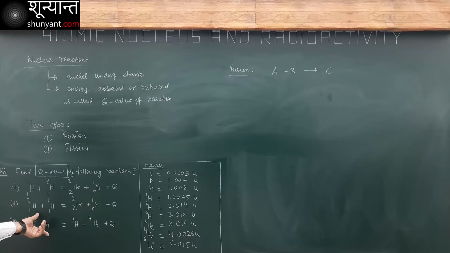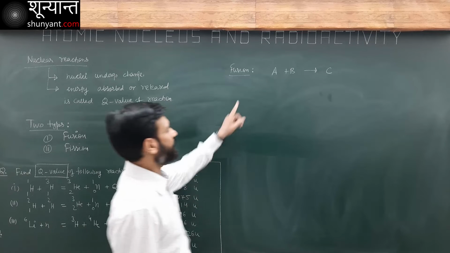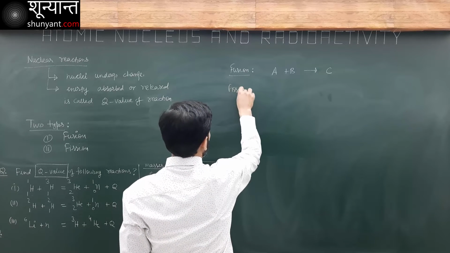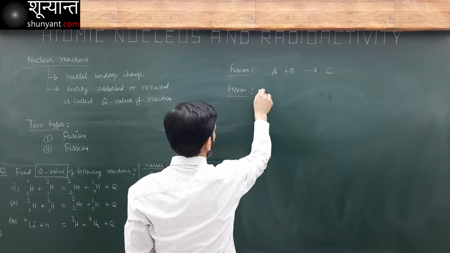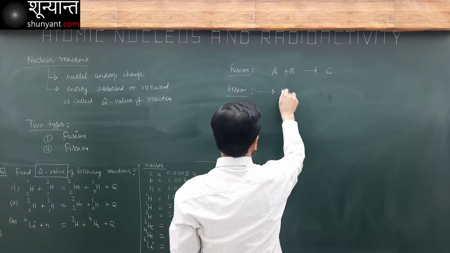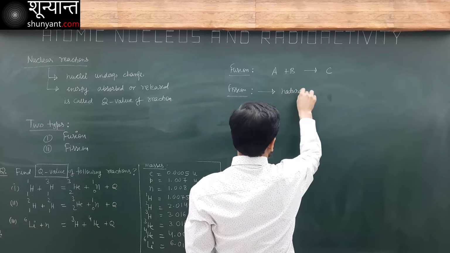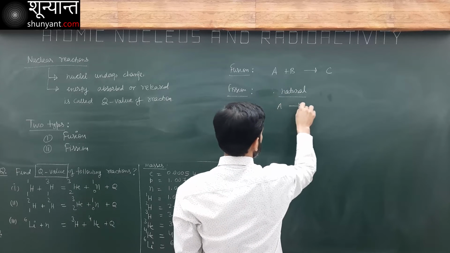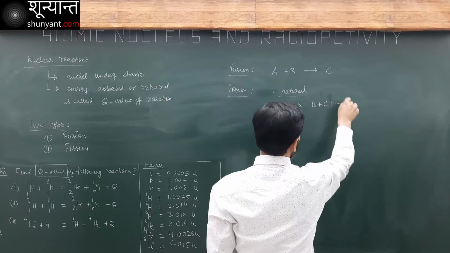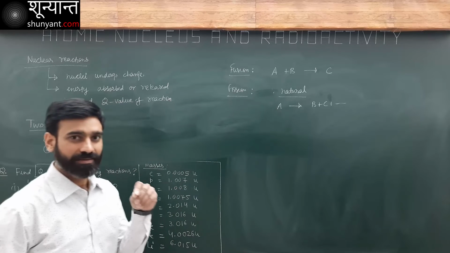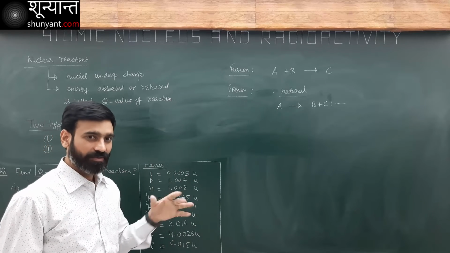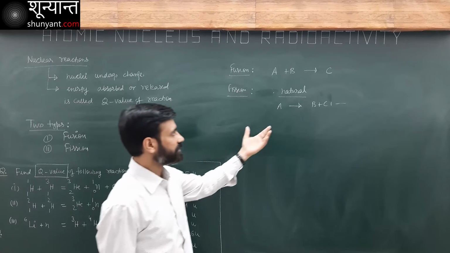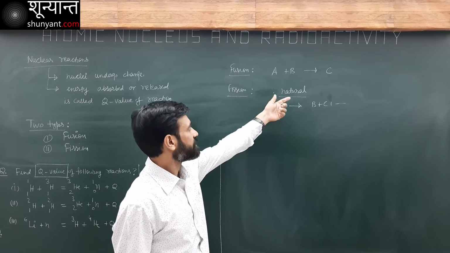Here, what is this reaction? This is known as a fusion reaction. Now, what is fission? Now this is of two types. One is natural fission. Natural is like this: A changes into B plus C plus R. So one nucleus disintegrates into two or more nuclei. It is known as natural fission.